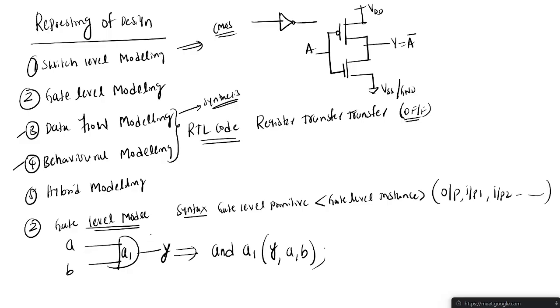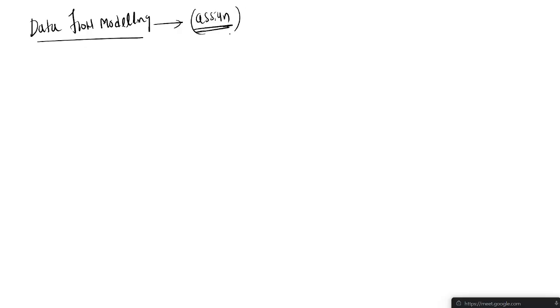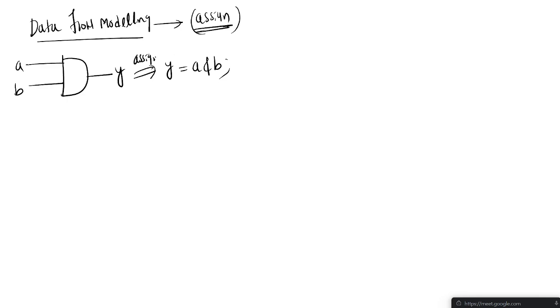Next, the data flow modeling. Data flow modeling means in terms of expressions we need to write. You need to use a keyword called the continuous assignment statement, that is assign. So how to write for the same AND gate? This is my AND gate. You have the output y and inputs a and b. With an expression I need to write y equal to a and b, using the assign statement.